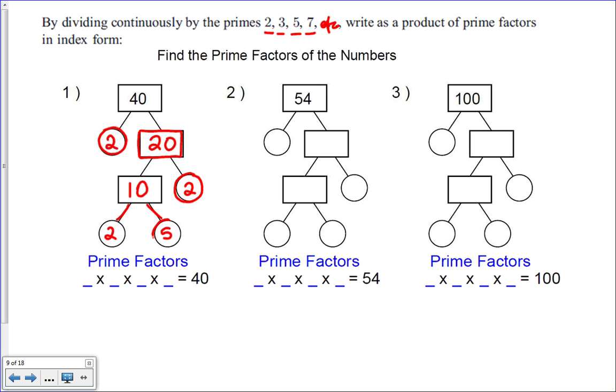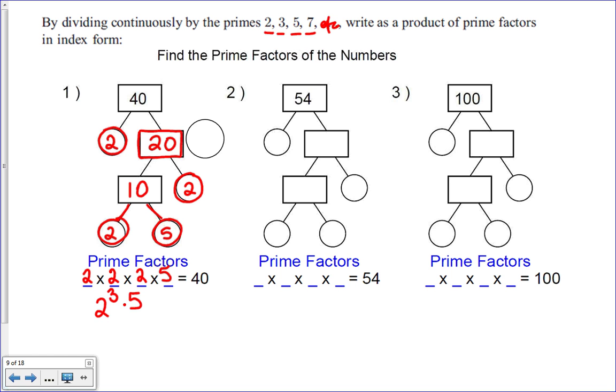And what I've ended with now in all of these circles are prime numbers 2, 2, 2, and 5. So I can write that as 2 times 2 times 2 times 5 equals 40, or in index form, 2 to the power of 3 times 5. Now students will often ask me, is that the only way that I could have done that? There is definitely another way. So I'm going to do that again.